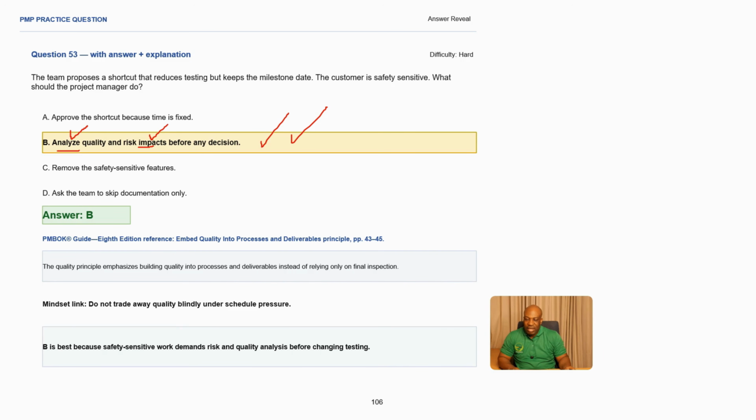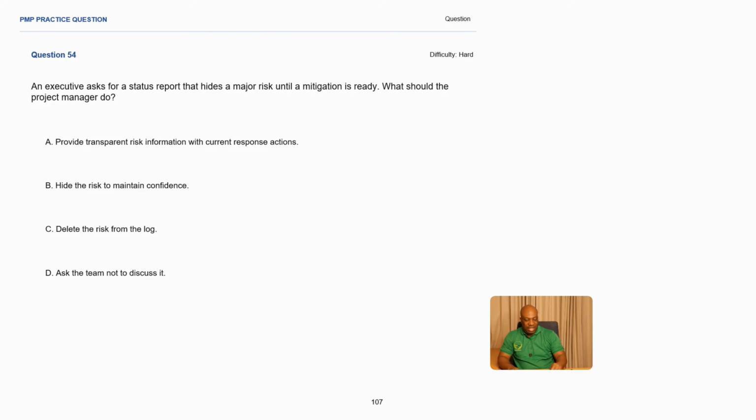All right. And our reference here is going to be on embedding quality deliverable principles, which is on page 43 of the PM book. So the best mindset that applies to this particular question is you do not trade away quality blindly under schedule pressure. Even if you're under pressure, you still need to deliver quality products. Okay, so that's a good mindset. So B is the best answer because safety sensitive work demands risk and also quality analysis before changing testing. B, the best answer.